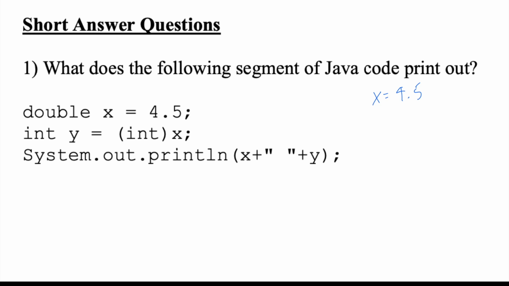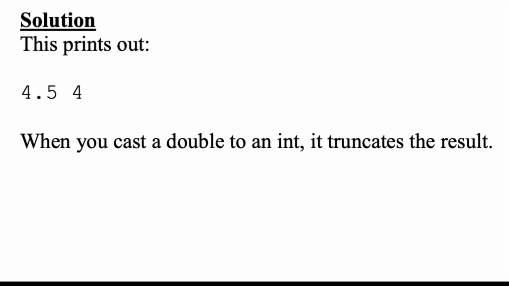So we're using explicit casting, and remember when we do explicit casting, we simply just cut off the decimal. So that means if x equals 4.5, and we're going to cast x to an int, that means that y is just going to end up being 4, because we're just going to get rid of the decimal point. We're going to get rid of that 0.5. So that means we're going to be printing out 4.5, a space, and then 4. And that's the answer. When you cast a double to an int, it truncates the result.